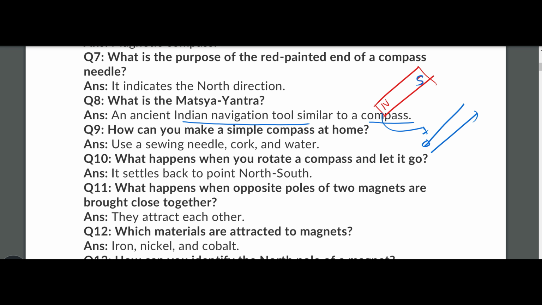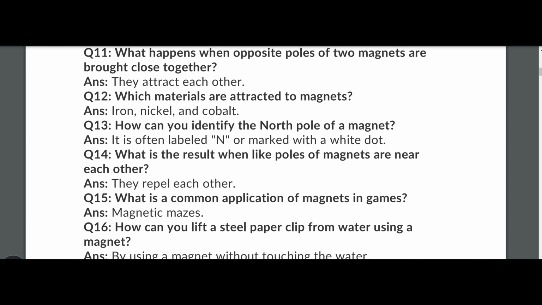Now, what happens when opposite poles of two magnets are brought close together? Can you tell the answer? When you bring north to south or south to north, the two opposite poles attract each other. They attract each other.